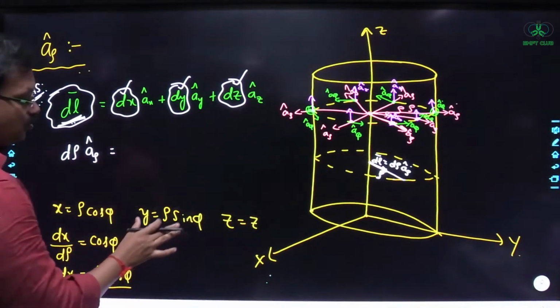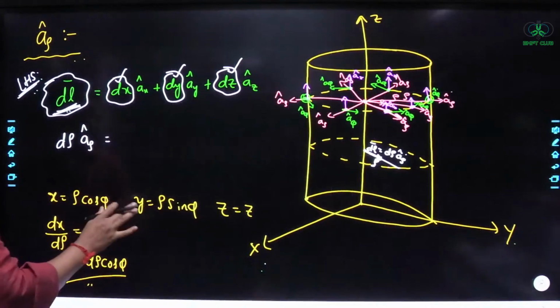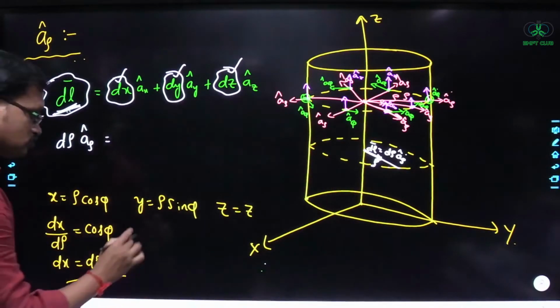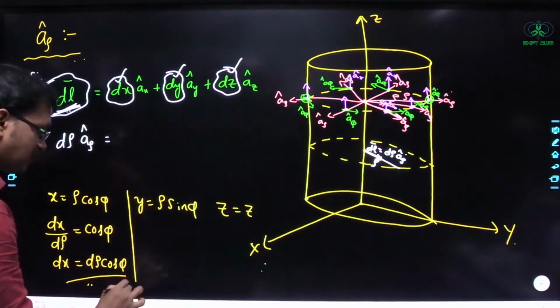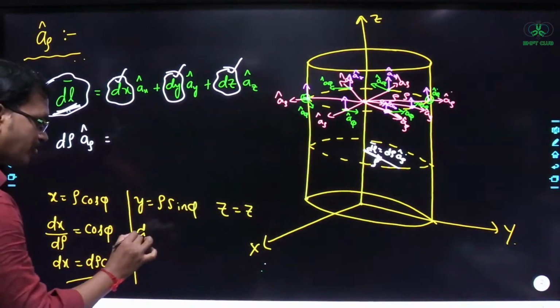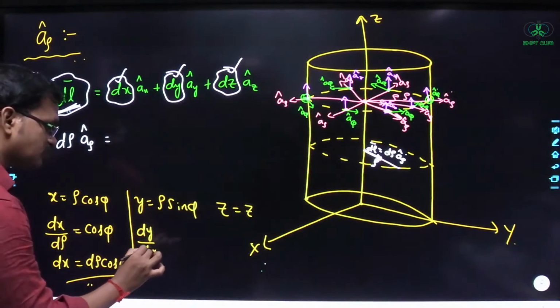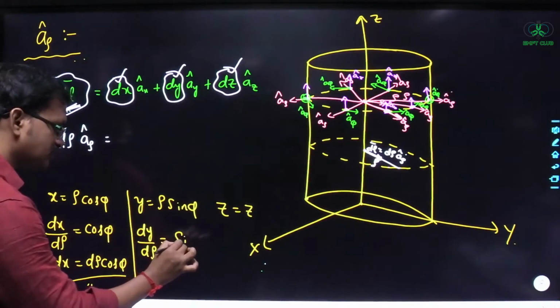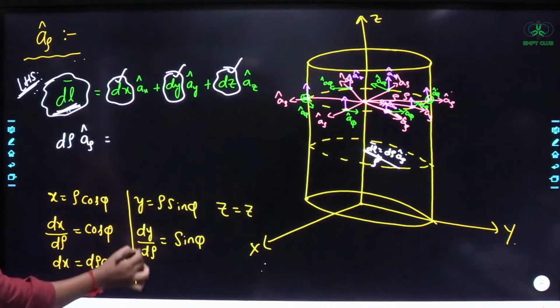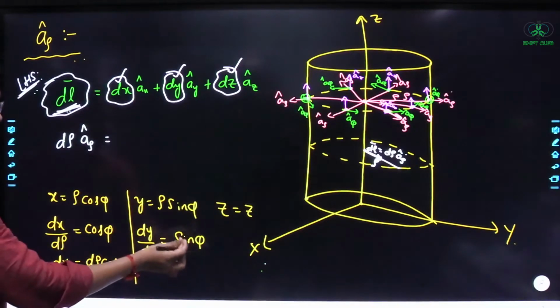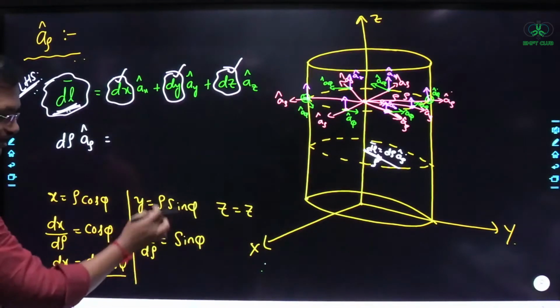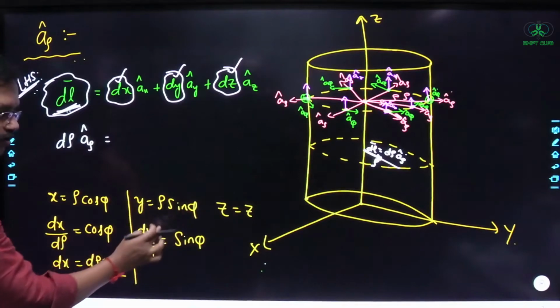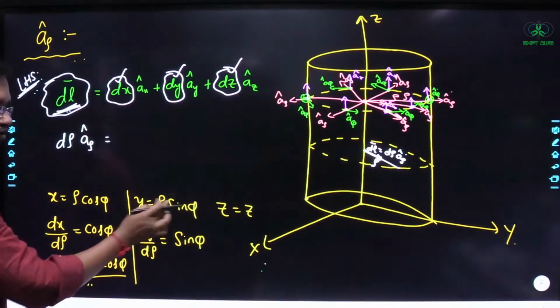Next, similarly, we have to determine dy by varying only rho. For that, we differentiate on both sides with respect to rho. If you differentiate the RHS with respect to rho, what do you get? dy by d rho is equal to sin phi, since d by d rho of rho sin phi is nothing but sin phi.